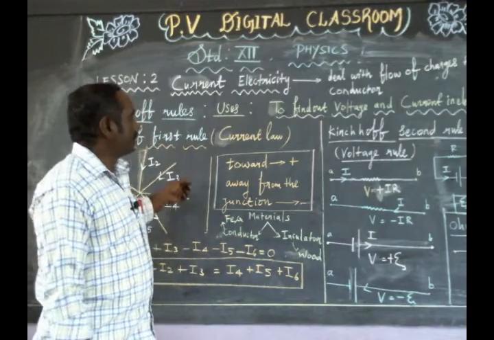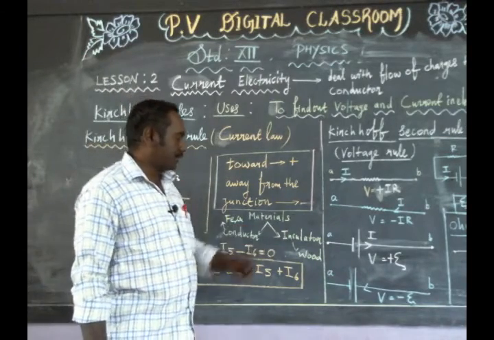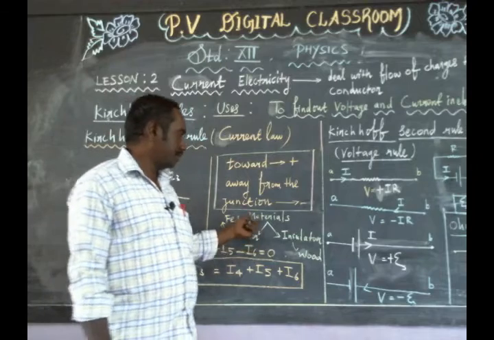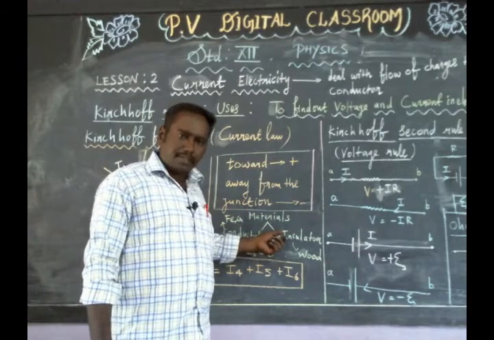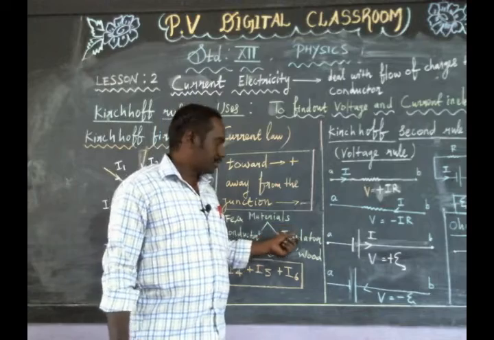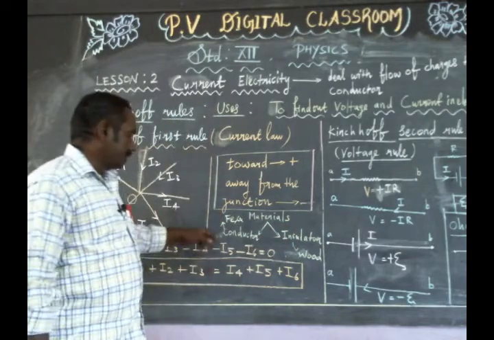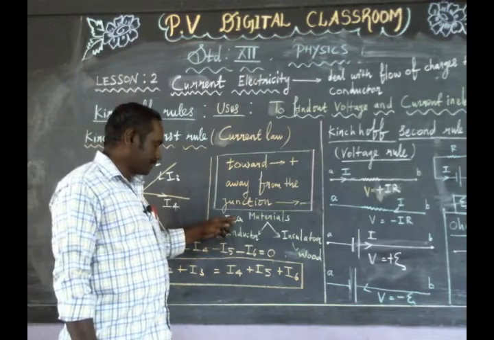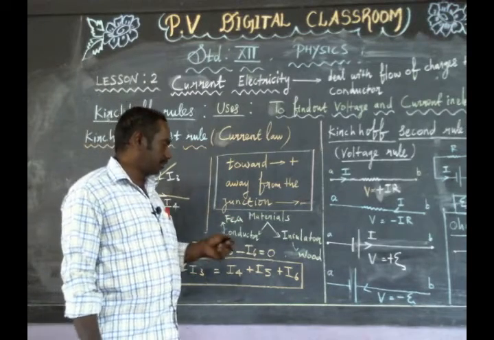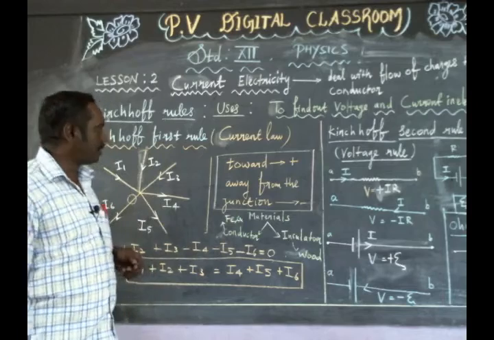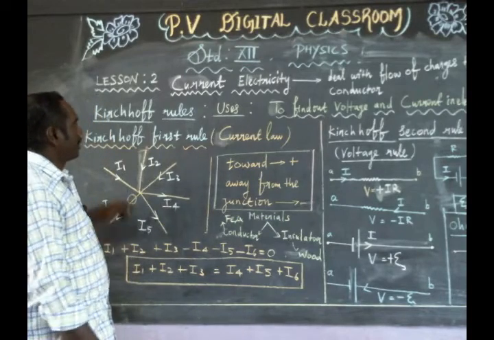The second one is the insulator. An insulator is a material which does not allow charges to pass through it. For example, wood is an insulator. Conductor examples are steel, copper, etc. Already we know that.